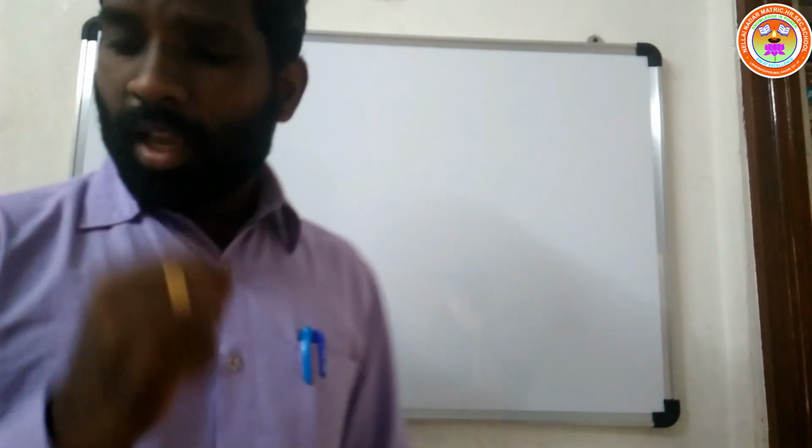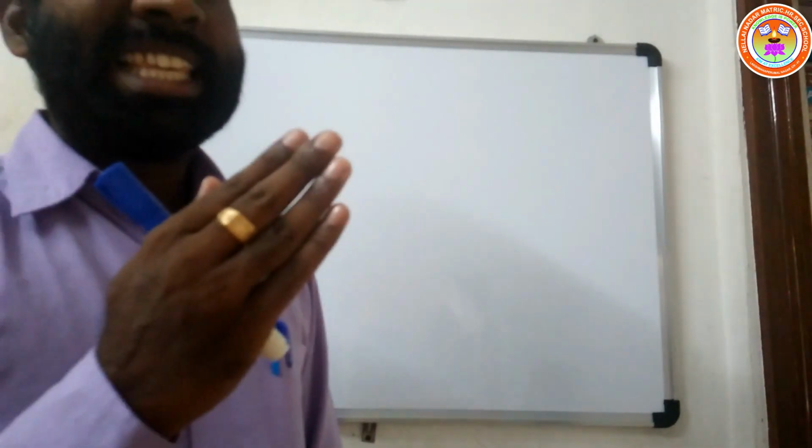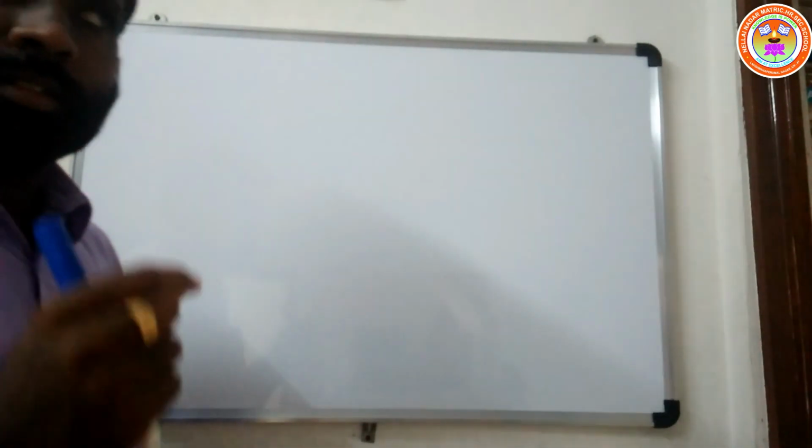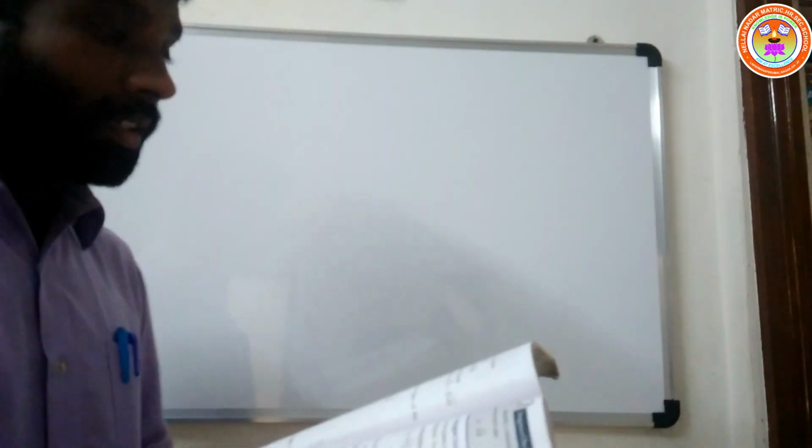Before the last class, what are the definitions I gave? Surds, what's the definition of surds given? The nth root of a is called a surd. Give an example for the surd. Root 2 is a surd.